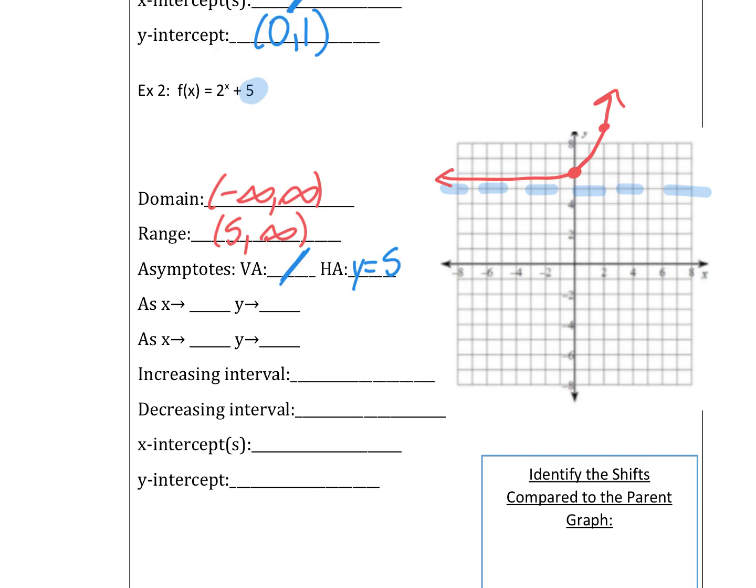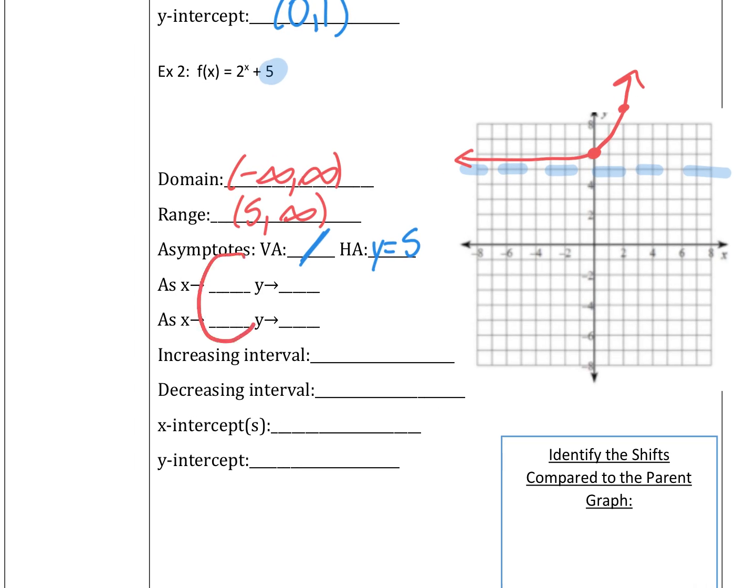All right, in behaviors, what should I copy right here for my x's? Domain. Always, right, Brayden? Always. Okay. And then we ask ourselves, as x is going to negative infinity and positive infinity, what's y doing? So we'll start with negative infinity. As x goes left, what's y doing? What's the left arrow doing?